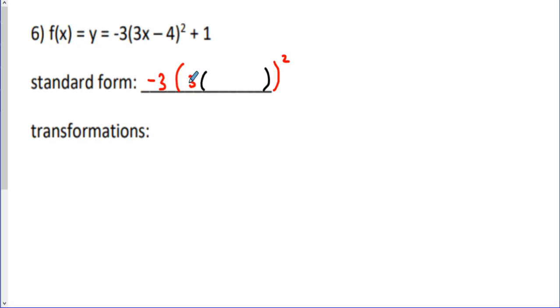So I took this 3 out, and then on the inside, if I take the 3 away from x, I'm left with just x, minus. And what I basically did to get this 3x to just become x is I divided by 3. That's what GCF really does to the inside components. So I'm going to take this 4 and also divide it by 3, and it becomes the fraction 4 over 3, and that's going to be plus 1, right? So this is my standard form with the b parentheses x minus c all set up.